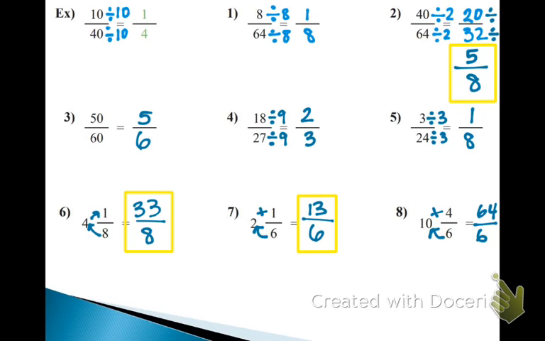Now, before we just circle this answer, we have to look and decide if this is in its reduced form, because we always reduce in math. If you notice, they're both even, so they're definitely not reduced. If they're both even, they're both divisible by 2. 64 divided by 2 is 32. 6 divided by 2 is 3.